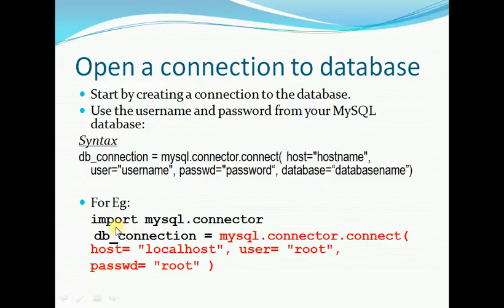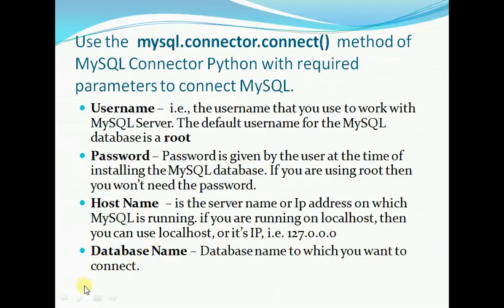Look at this example. We imported the necessary module. Then after that, db_connection. That is the variable name I am using for the connection. Then mysql.connector.connect. Then the parameters: hostname is localhost, username root, password also root. So in this way, we can create the connection. So let's see the parameters in detail.